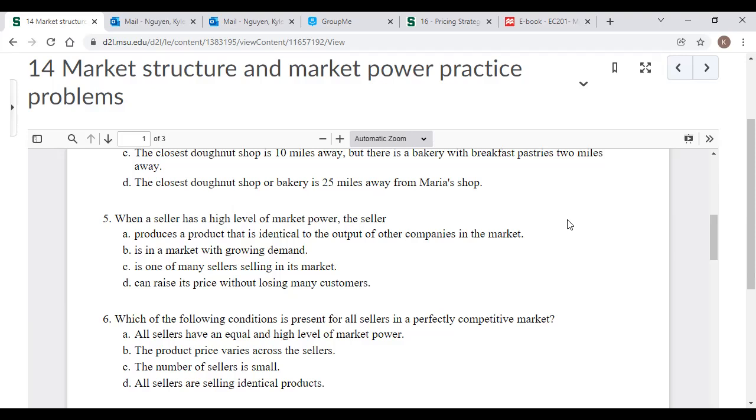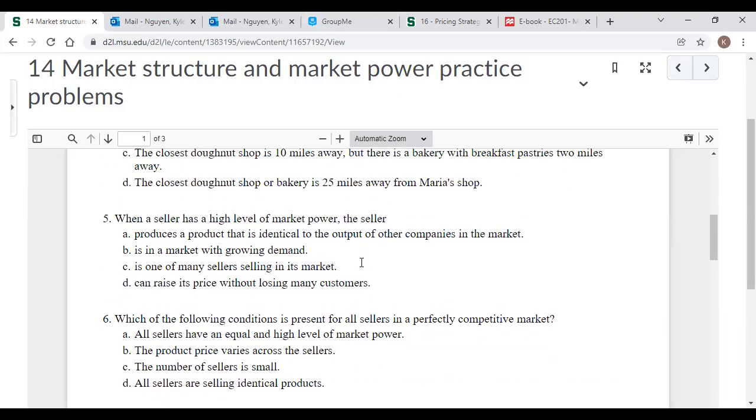C, is one of many sellers selling in its market. That is also not correct, and here's why. One of the factors, along with product differentiation, was that you didn't have a lot of competitors. Obviously, in this case, you have a lot of competitors, so you shouldn't have high market power. So C is not correct. And then by process of elimination, D is correct. It says can raise its prices without losing many customers. That's the exact definition of market power, the ability to raise prices without losing customers. And you can only do that if you have high market power. If you have low market power, people will just go somewhere else. So that's that.